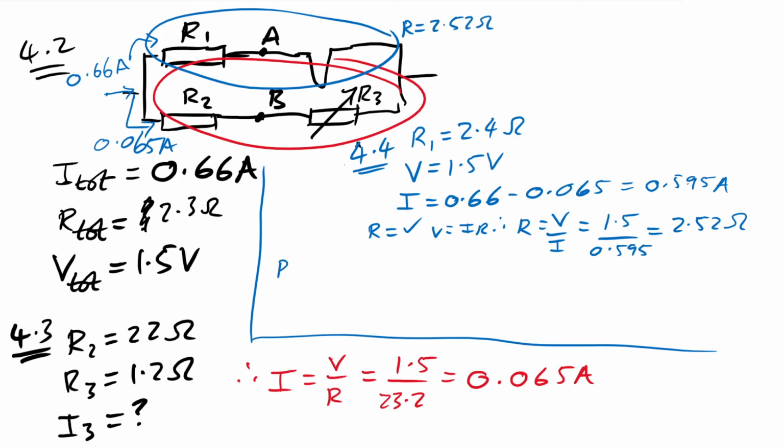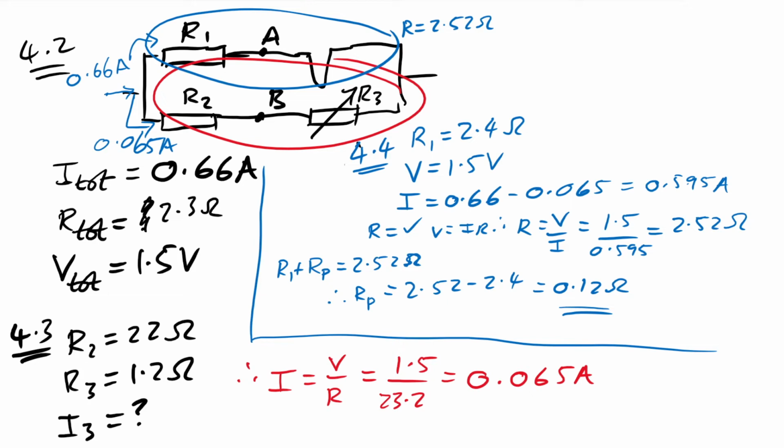So what I can say is R1 plus RP, resistance of the probe, is that 2.52 ohms. Therefore, the resistance of the probe is going to be that 2.52, take away the resistance of R1, and so that leaves us with 0.12 ohms. Not the easiest electricity question in the world, lots of different things going on.